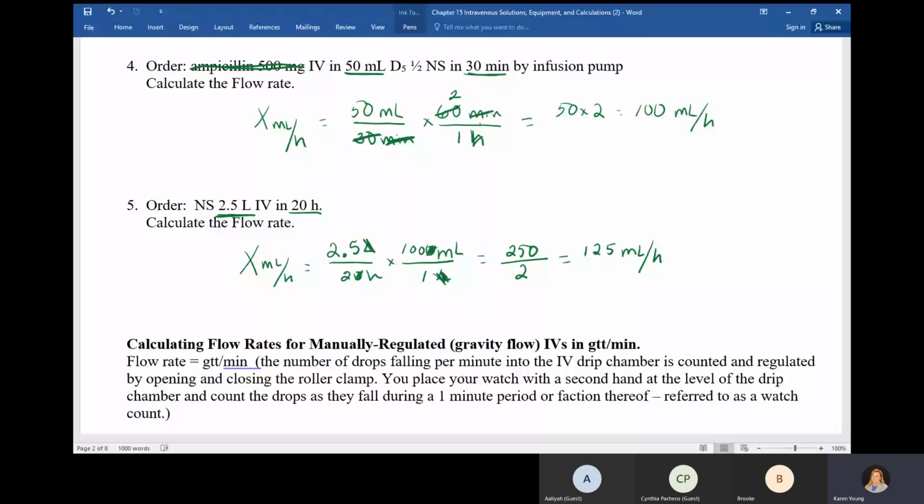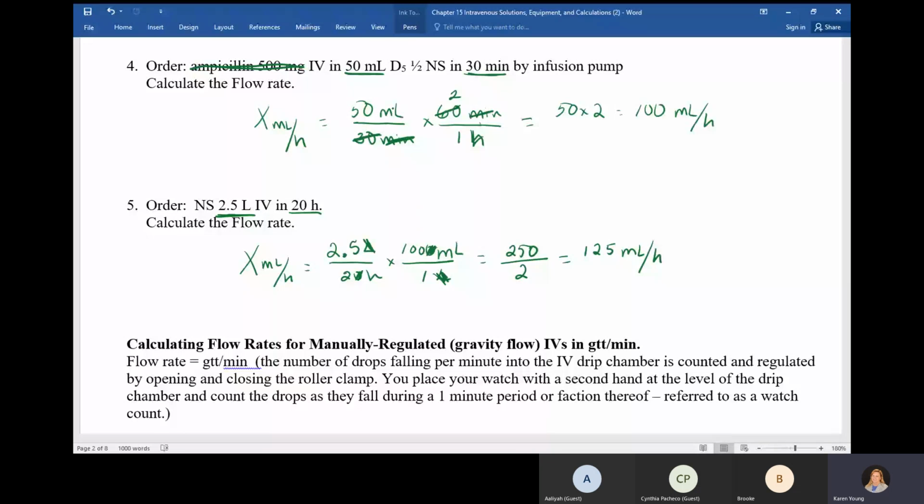Now, I'm sure you've been told, and you'll be told again, that with the infusion pumps for the IVs, all you have to do is type in your number of milliliters over your total time, and it will set the pump. There's not a 2.5 liter bag that I know of. The biggest one I know of is 1,000 milliliters. But this 50 milliliters in 30 minutes, you could probably type in as 50 milliliters, 1/2 hour, and it would figure it as 100 milliliters per hour.